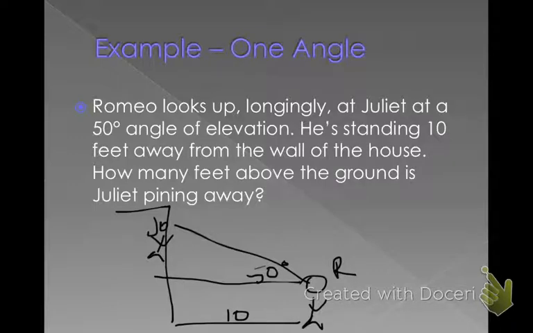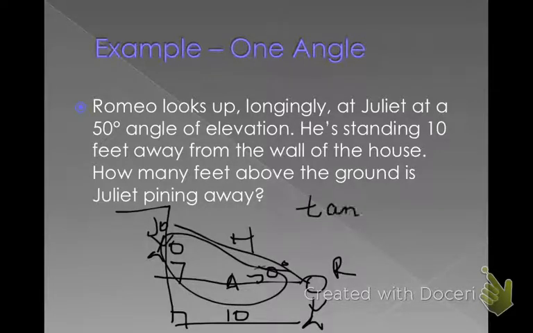Well, as long as the building makes a right angle with the ground, we should be able to solve this using our right triangle trigonometry. We know the adjacent side to Romeo, and we're looking for the opposite side because that's going to give us the height. We don't know the hypotenuse and we don't care about the hypotenuse. So if we're looking at O and A, we're going to need the tangent ratio for 50 degrees. And that will be equal to, let's call that lowercase h for height, over 10 feet for the adjacent.